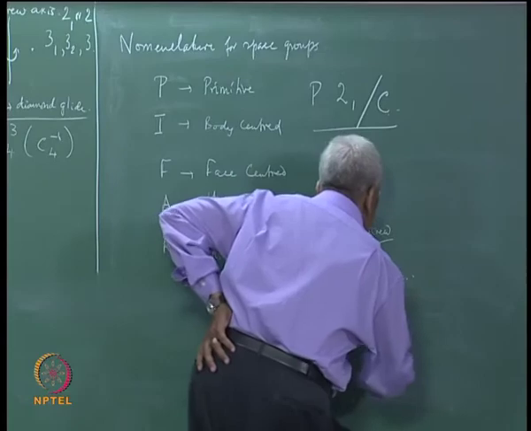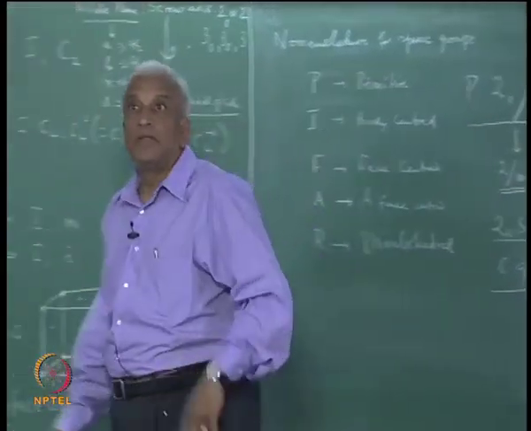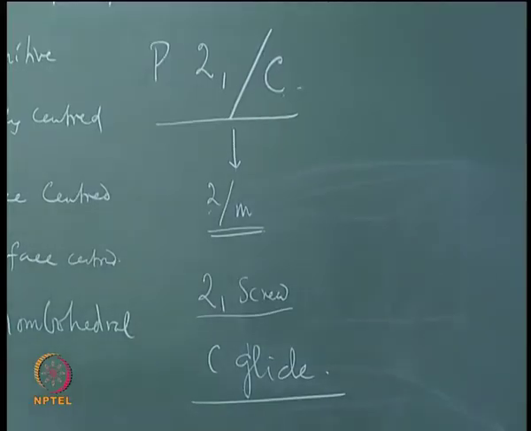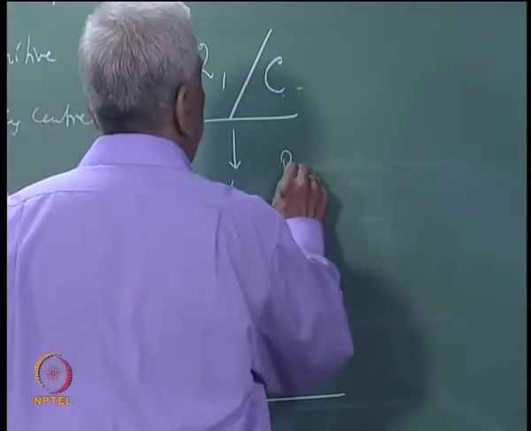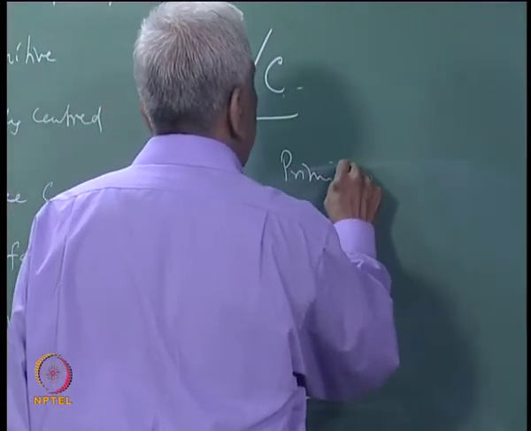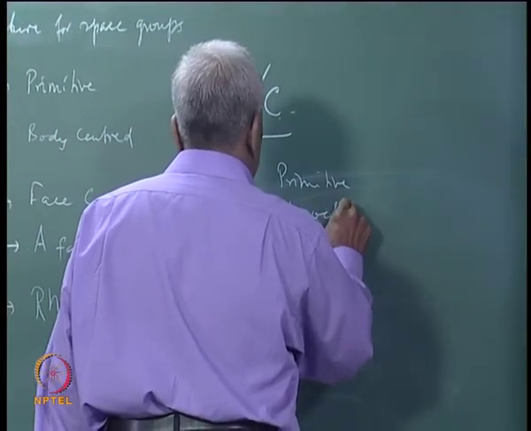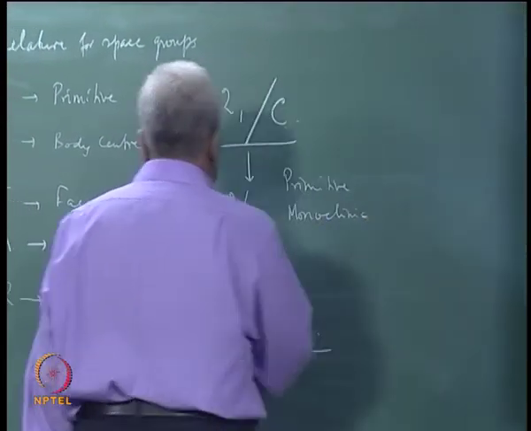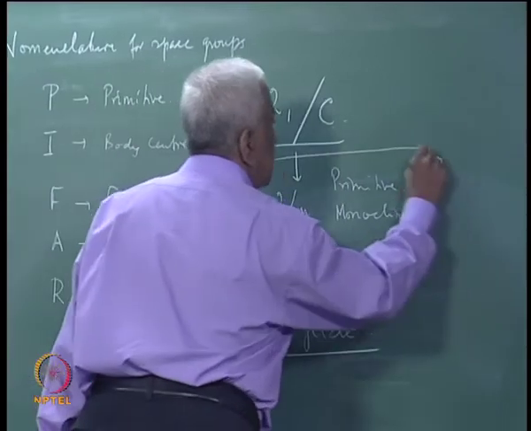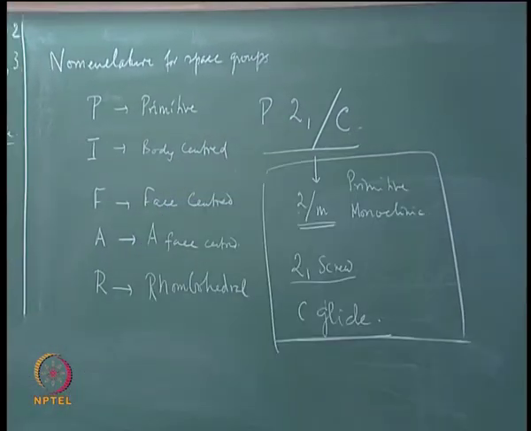So, these are the elements which go to make up the space group. So, it is a primitive monoclinic space group. So, this is how you understand the space group symbol for any given space group.